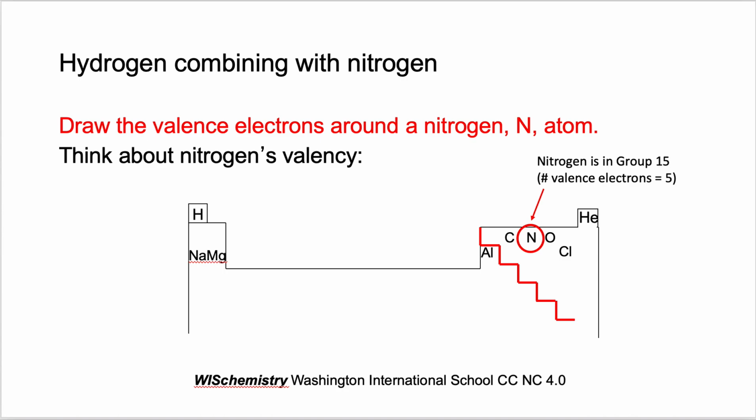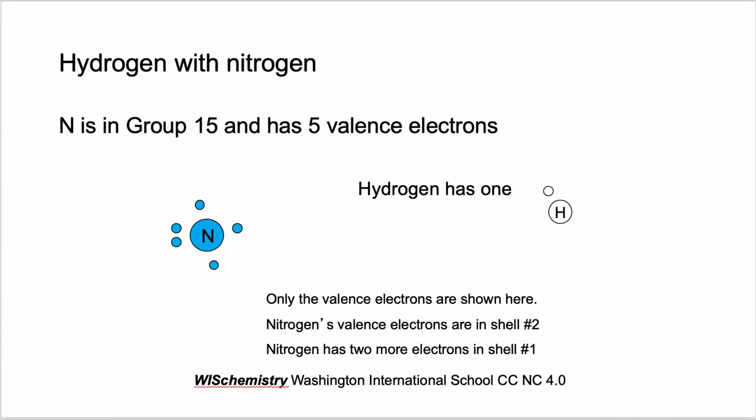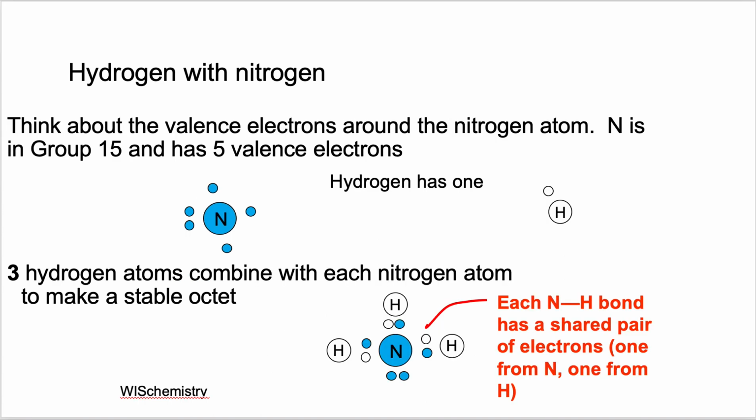And hydrogen combining with nitrogen. So think about nitrogen's valency, go back a few slides if you need to. And how many valence electrons does it have? Group 15 has 5, nitrogen only has 1, and as they join together, each nitrogen-hydrogen bond has that shared pair of electrons in the covalent bond, one from nitrogen and one from one of the hydrogen atoms.